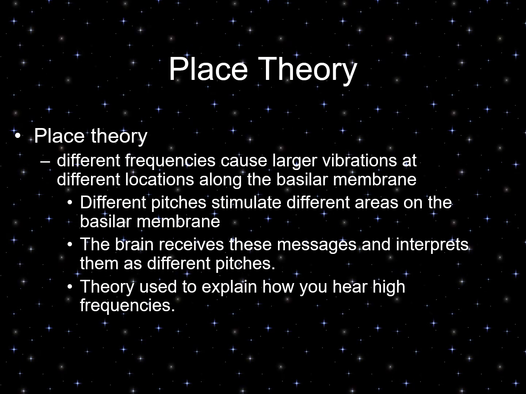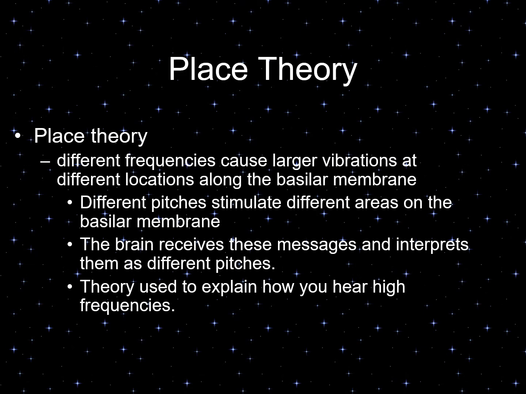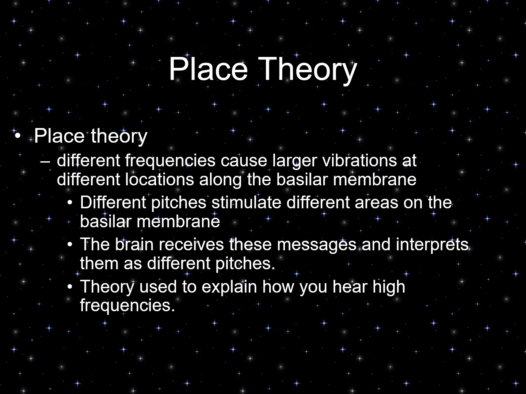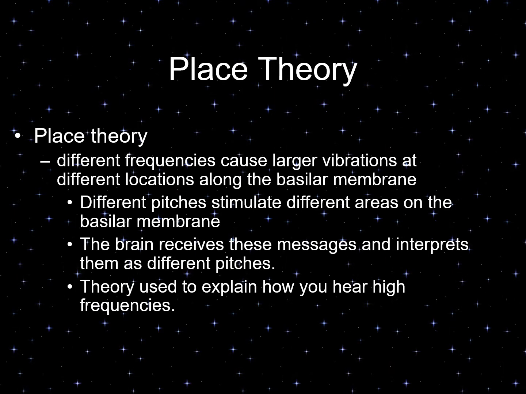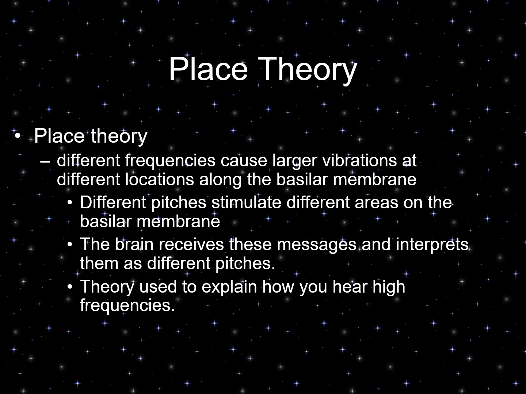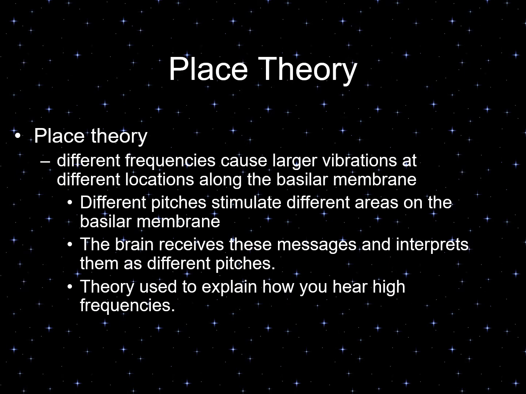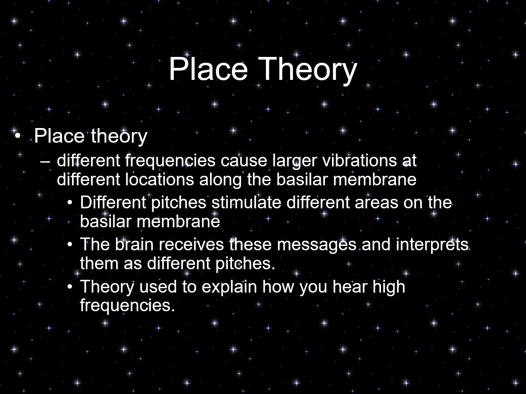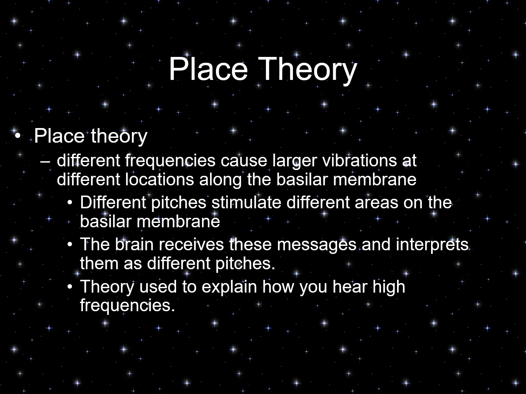So this last part of the auditory notes is just a couple theories on how we hear. The first theory we're going to talk about is the place theory. And so what this says is different frequencies cause larger vibrations at different locations along the basilar membrane. So if you remember the last set of notes, I showed a lot of different pictures of the basilar membrane. Different pitches stimulate different areas on the basilar membrane. So the brain receives these messages and interprets them as different pitches. This theory is used to explain how you hear high frequencies.